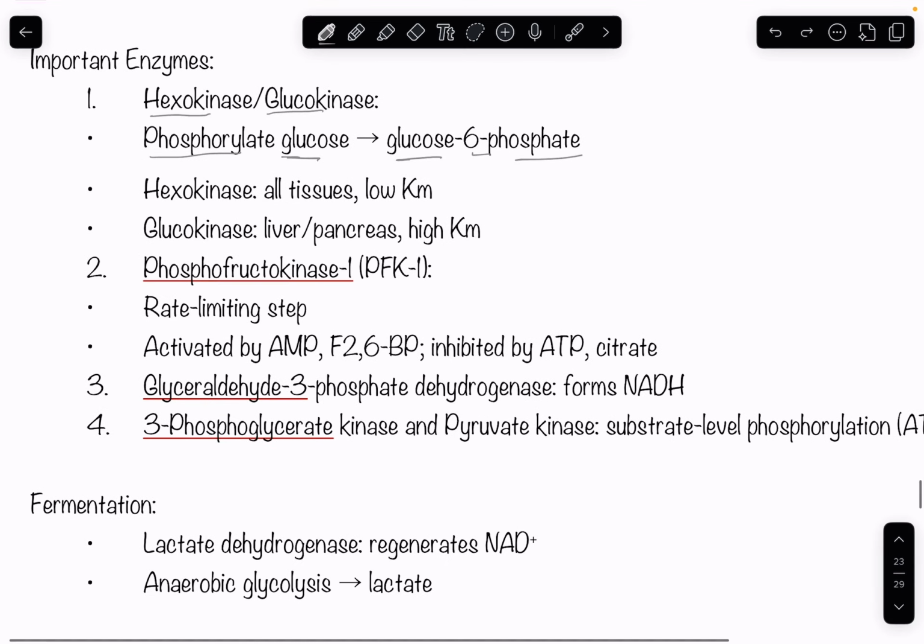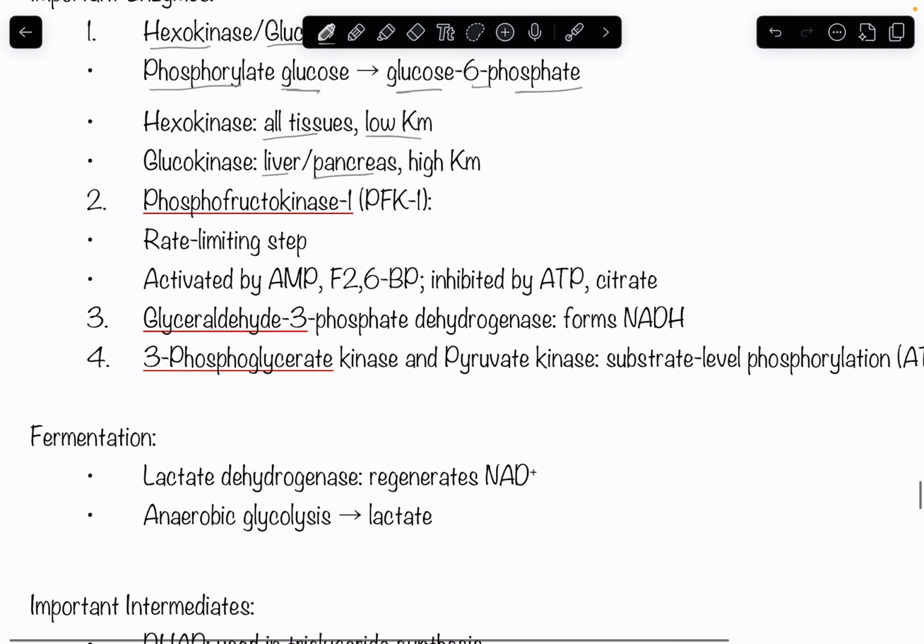Next, we're going to keep going with hexokinase. It's in all tissues and has a low Km. And glucokinase is in the liver and pancreas and has a high Km.